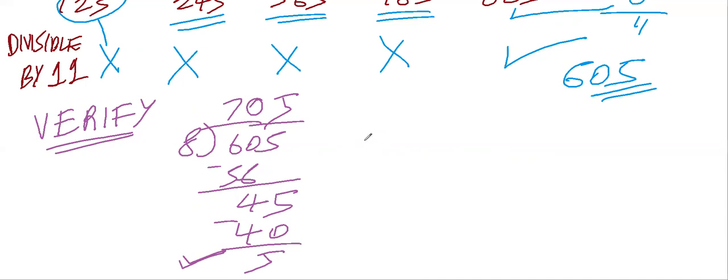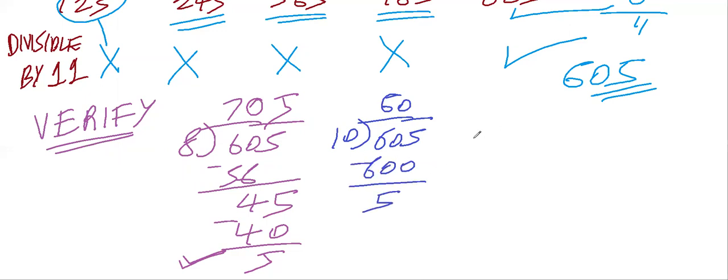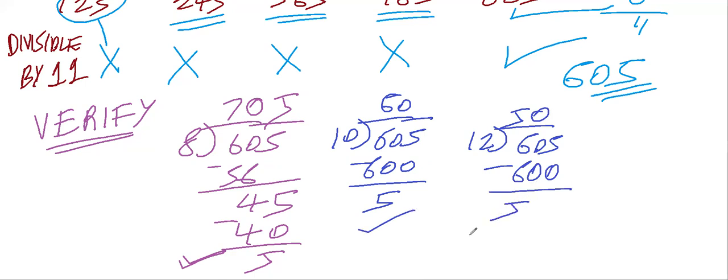What is the second number? The second number is 10. 10 into 60 is 600. I am getting remainder 5. Then the next number is 12. 605 divided by 12: 12 50s are 600. The remainder is 5, so this is also matching.